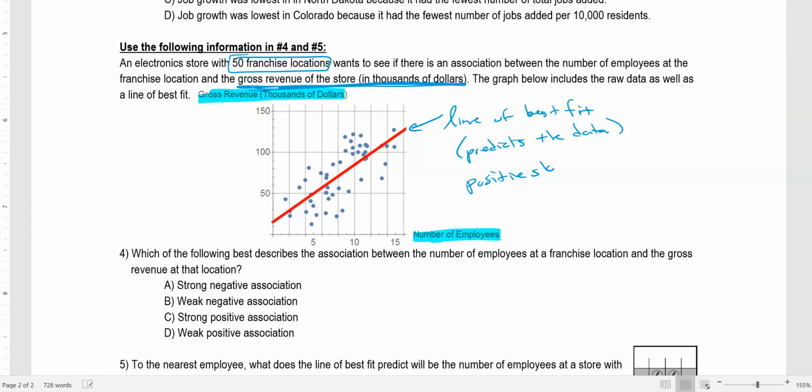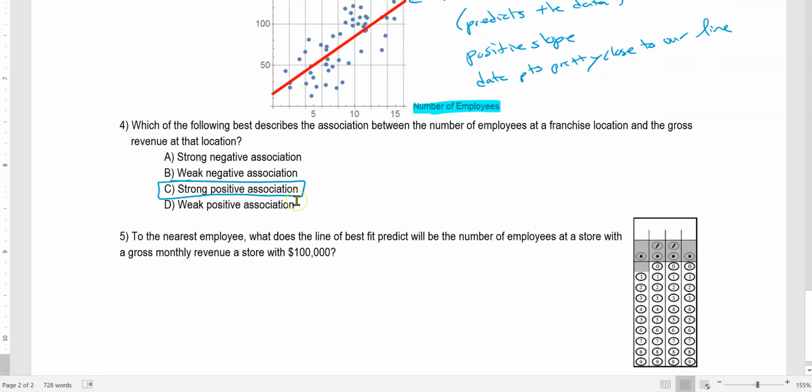Okay. So that means we're going to have some kind of positive correlation. And the data points are pretty close to the line. So because those data points are really kind of close to that line, we would say this is a strong positive association. If those data points still showed a positive slope, but they were more spread out, then we would say it is a weak positive association.